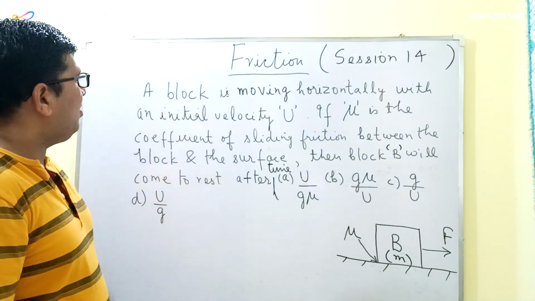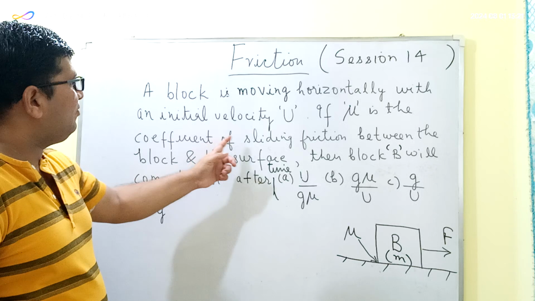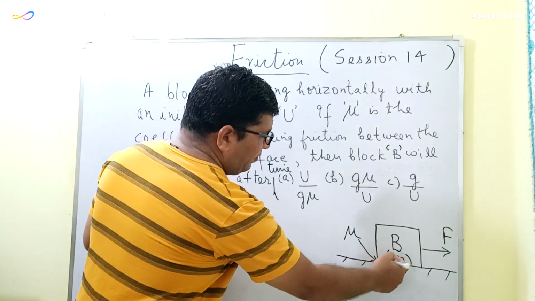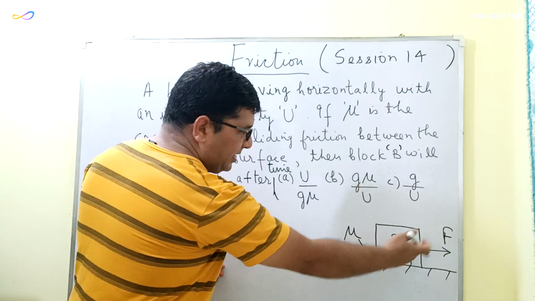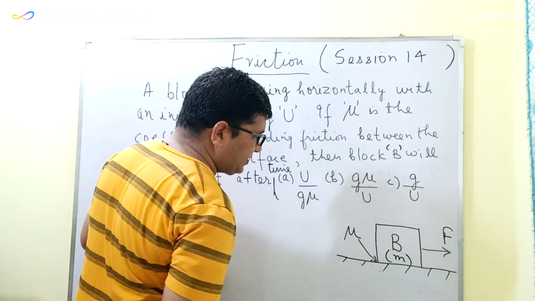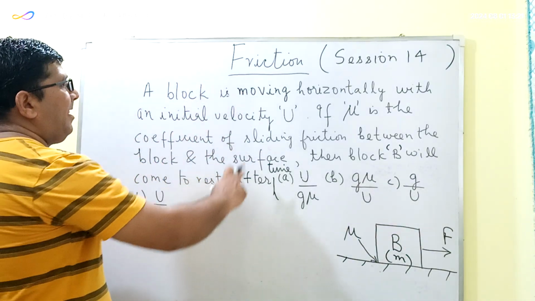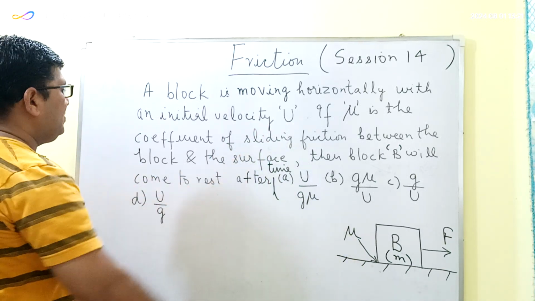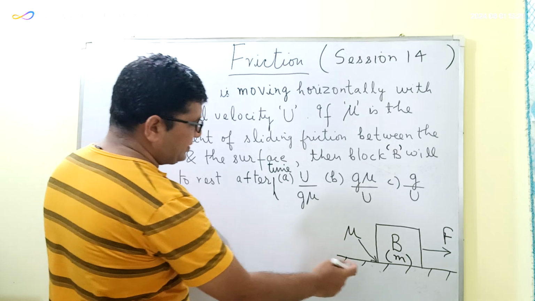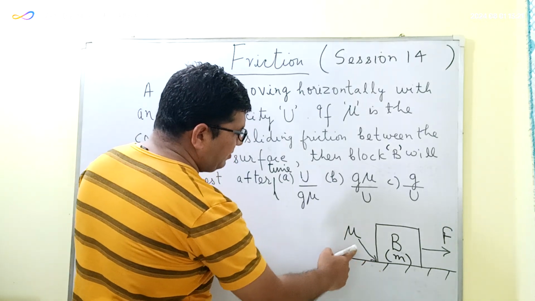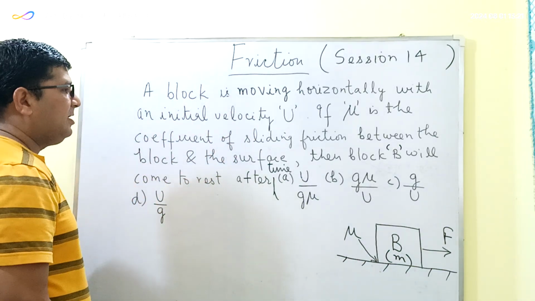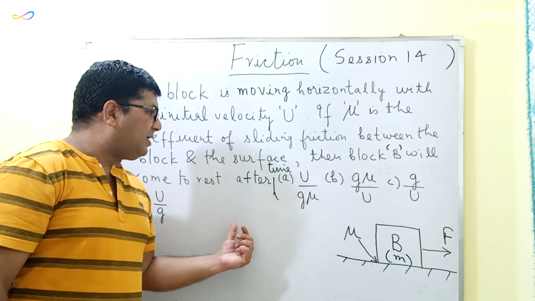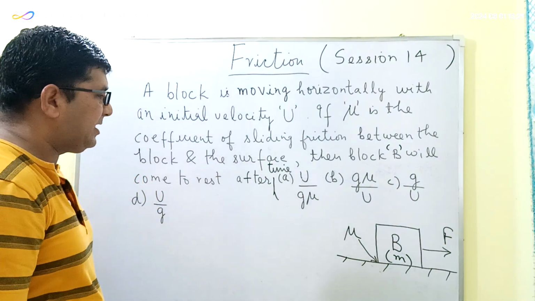So the question here is, a block is moving horizontally with an initial velocity u. So this is the block which is moving horizontally in this direction, as indicated by this arrow, and this block is moving with an initial velocity u. If mu is the coefficient of sliding friction between the block and the surface, so this is the horizontal surface and mu is the coefficient of sliding friction, then the block will come to rest after time. So these are the four options which have been given to us, and we have to find the correct one.